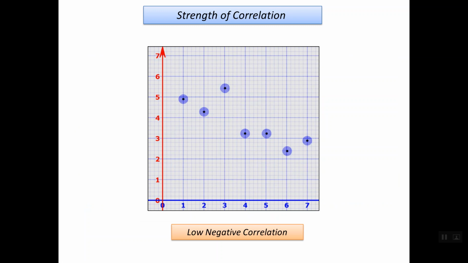This is also negative correlation, but it is considered to be low correlation, simply because if you try to draw the best line that fits all these points, there will be some distances between this point and the straight line drawn. So this is the low negative correlation.